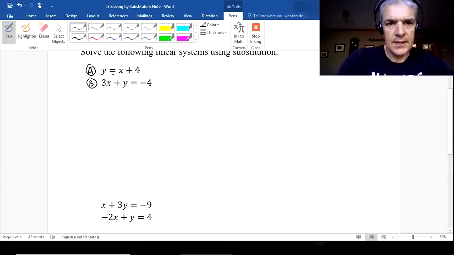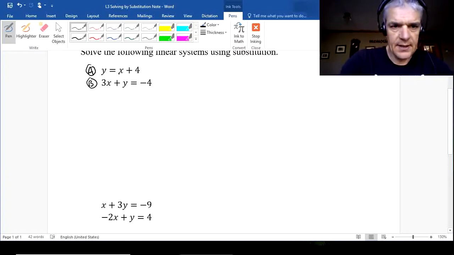Now, when I look at this one, I see very easily that this is what y equals. This tells me what y equals. What I'm going to do is take this y value of x plus 4, and I'm going to replace y here with x plus 4. And that's why they call it substitution. So essentially what I'm going to do is substitute the value of y into B, where y is in B, okay?